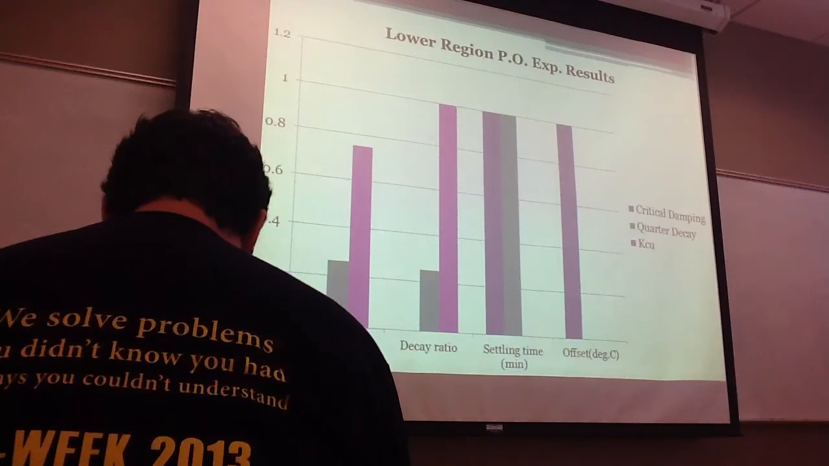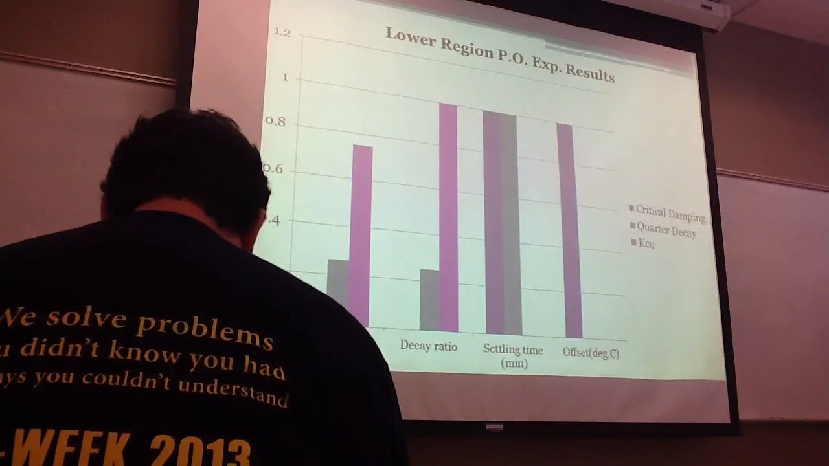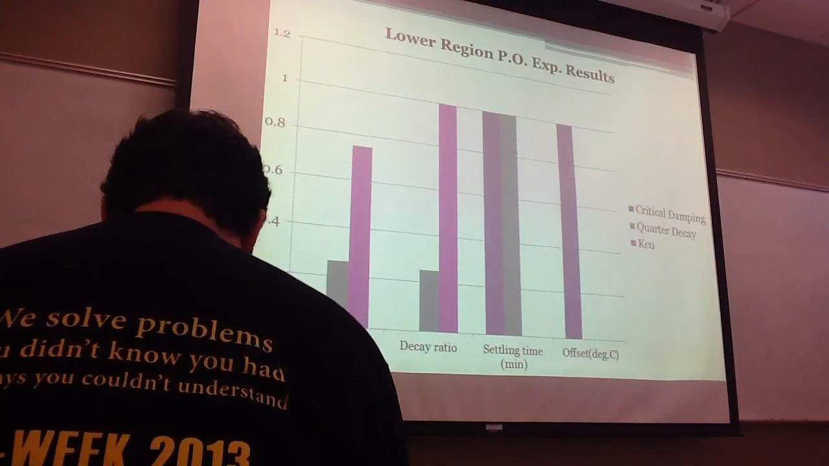Here are the experimental results for the lower region: the overshoot, the decay ratio, and the settling time. Offset was a little hard to tell for most of them because they got pretty close, which again makes me wonder if we analyzed some of this a little incorrectly.